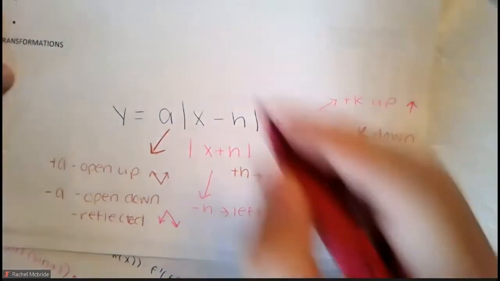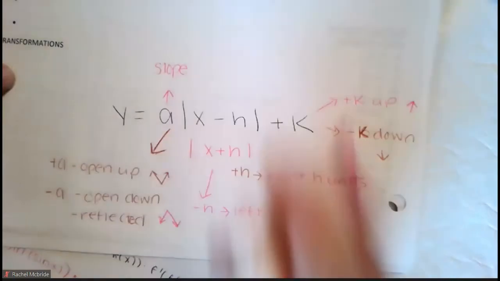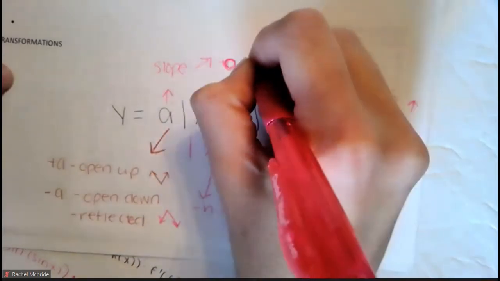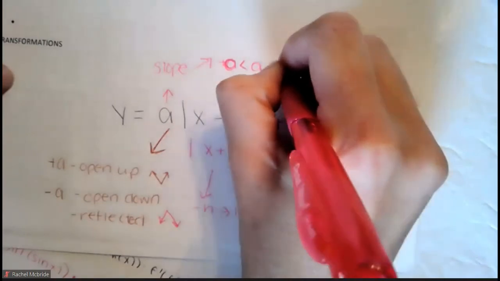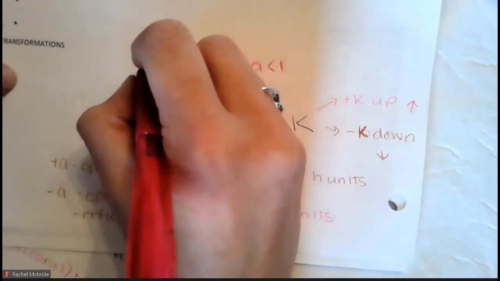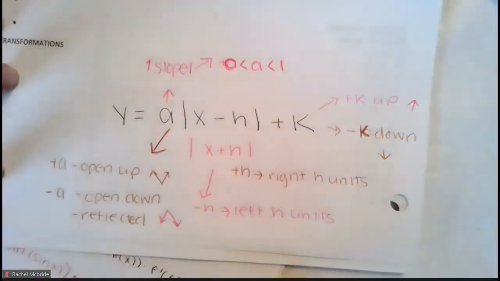And then the last thing we care about is our slope. The slope also comes from the a value. The a value represents the slope of the graph. If the a value is positive, then we already know it opens up. If the a value is between 0 and 1, it doesn't matter if it's positive or negative, the slope is always coming from an absolute value standpoint in terms of the stretching or compressing.